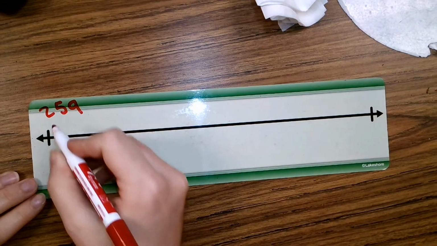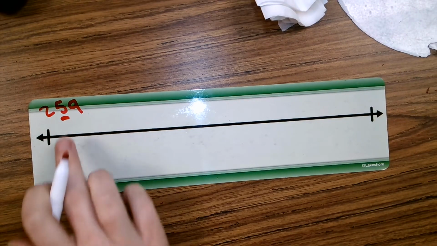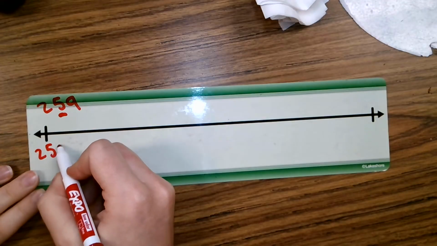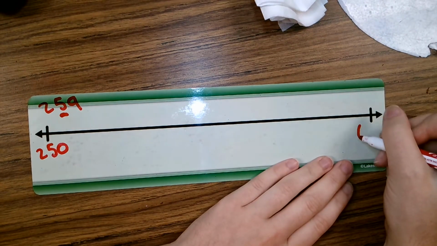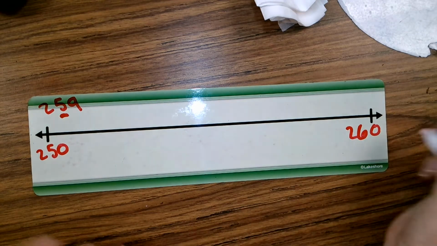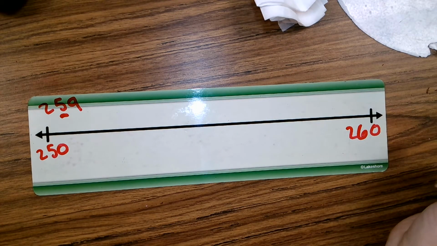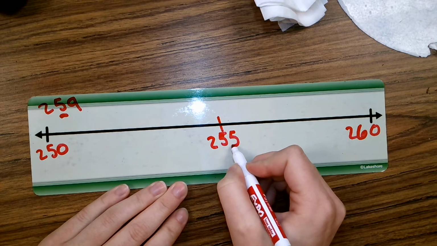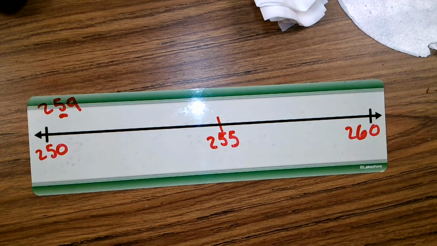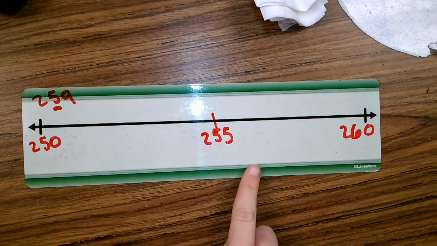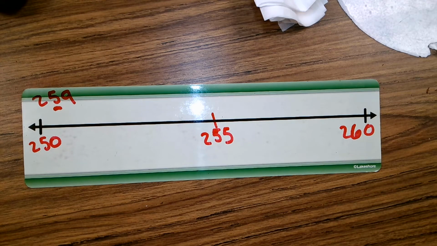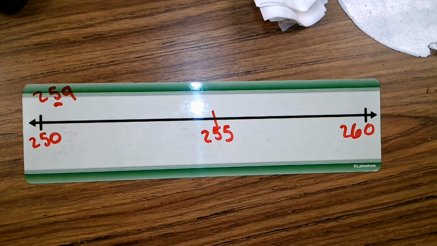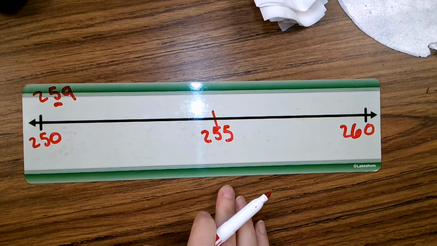259. Looking at our tens place, it's 5. So our number is between 250 and our next is 260. Okay? Finding our halfway point is 255. And I want you to go ahead and plot the point and try and figure this one out on your own. Try and do this one on your own, and then come back to the video, push play, and see if you got it right. So go ahead and push pause and try to do this one on your own.